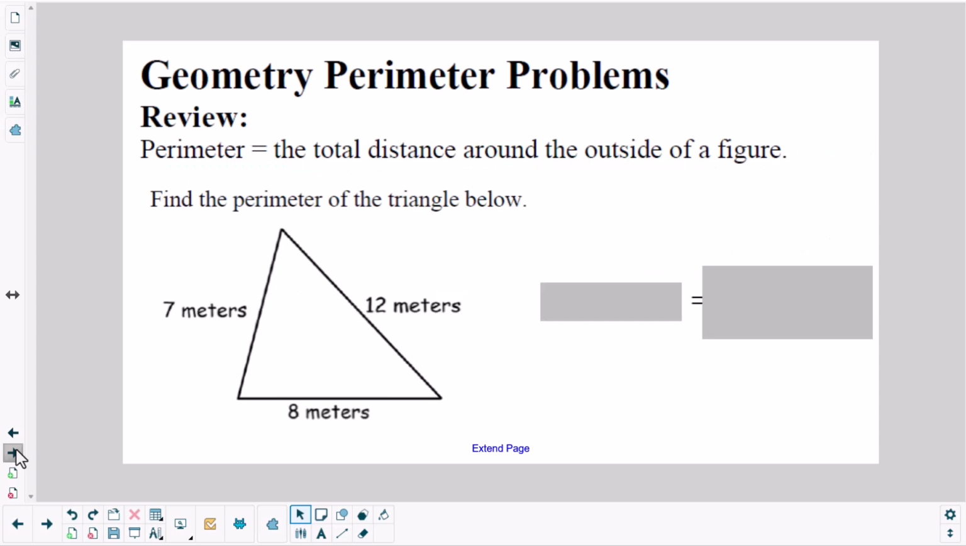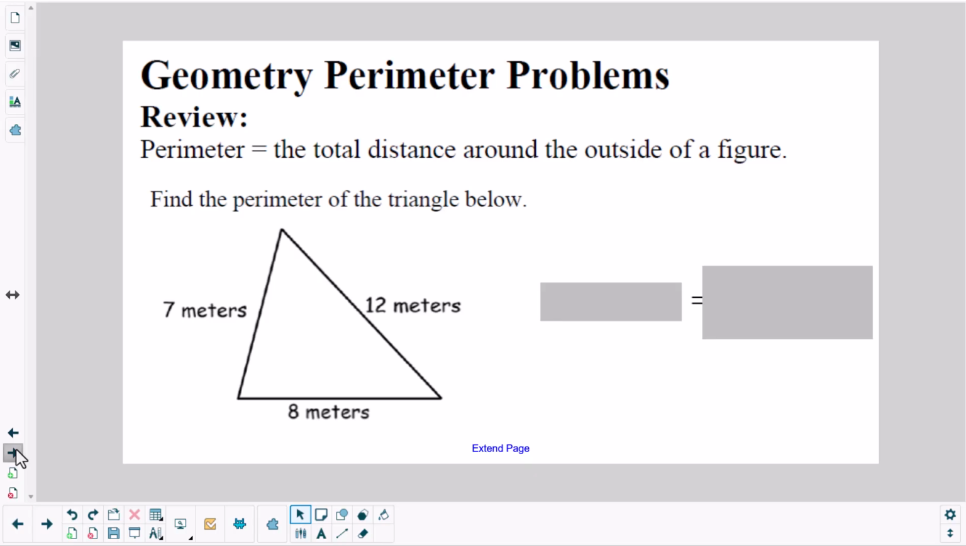Now we're going to talk about some perimeter problems here, and I want to review some basic problems first before we get into the algebraic questions, because we're going to start to mix simplifying expressions with the distributive property, which can get pretty complicated, and by the end of the unit it will be something that's pretty tricky.